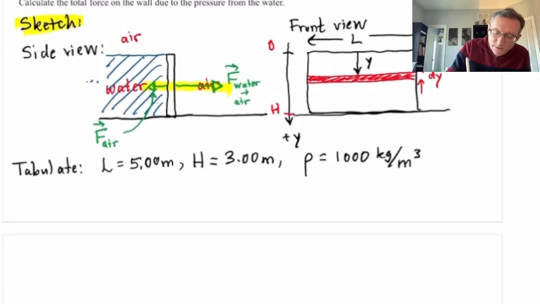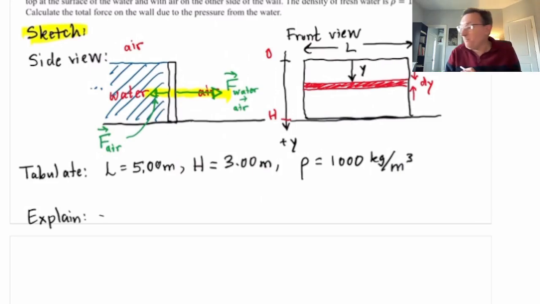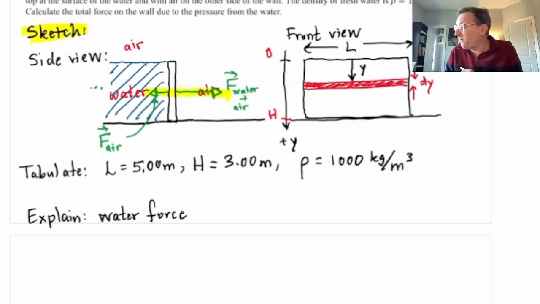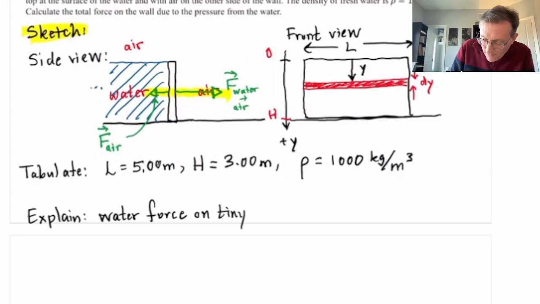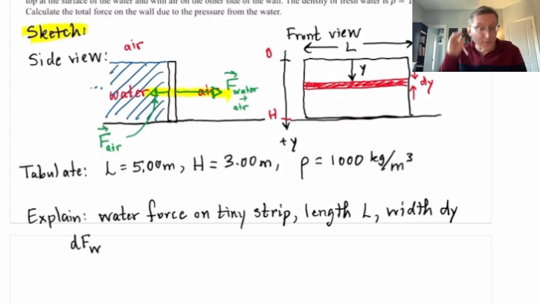Then the E in STEMS is explain. Explain what physics idea you're going to use. And we're going to find what I'll call the water force on the tiny strip that I've shaded there. It's got a length L, and it's got a width dy. Let me call that water force dF_W. It's a tiny force due to just the water. It subtracts out the effect of the air.